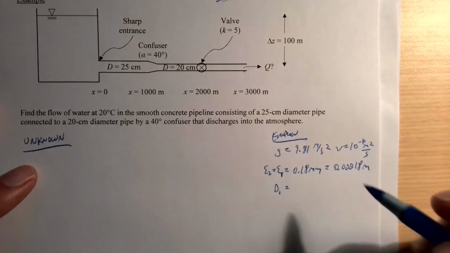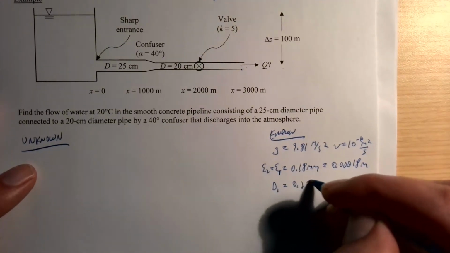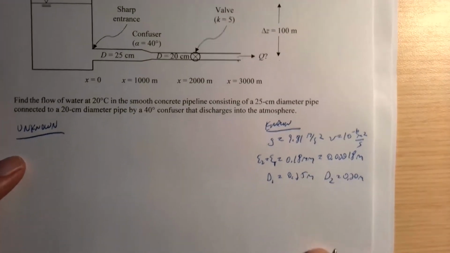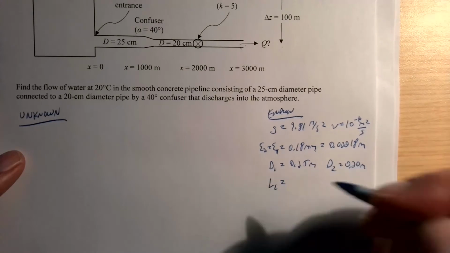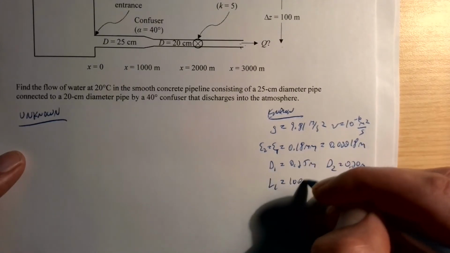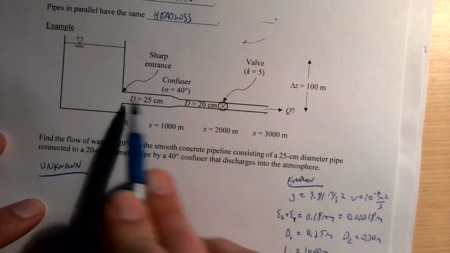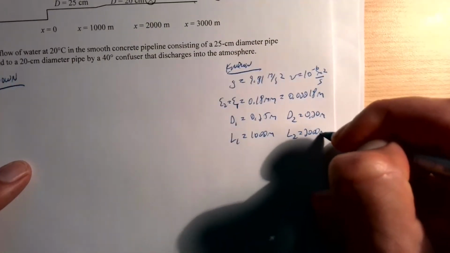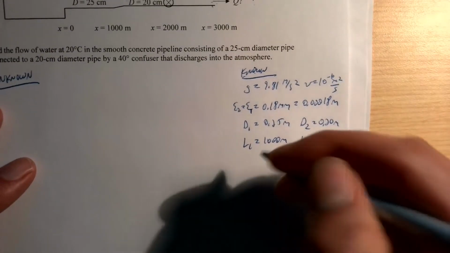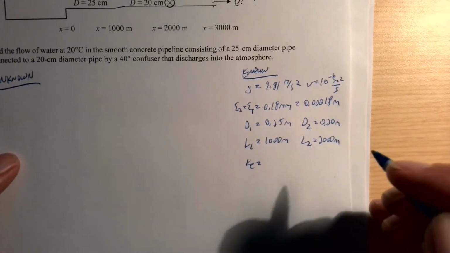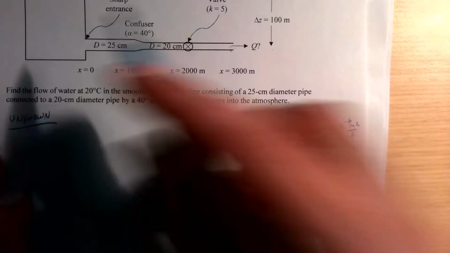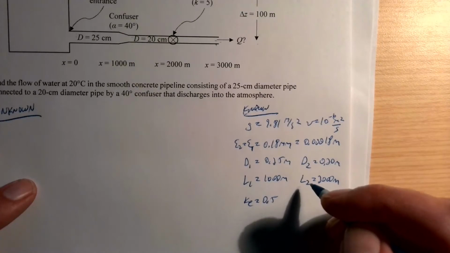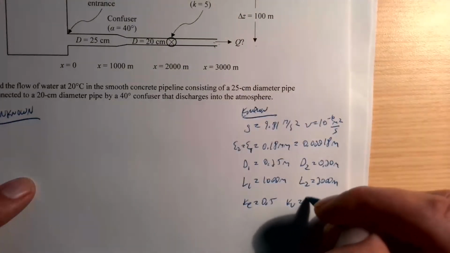D1, we're told the diameter in the first one is 0.25 meters, and the second one it's 0.2 meters. Again, I'm doing the unit conversions now. The length of the first one is 1,000 meters, and then the second one is 2,000. Then we're going to have some entrance loss coefficient. It says it's sharp. If we go look that up, K entrance is 0.5. And then we've got a valve, we have a KV of 5.